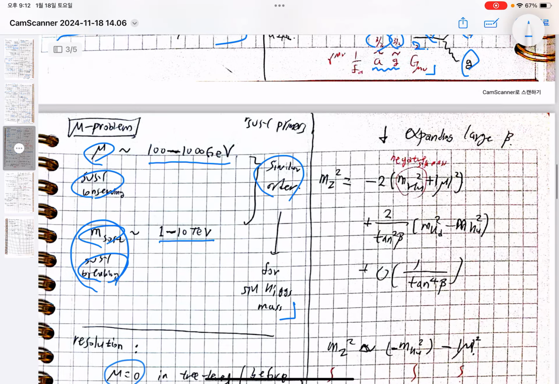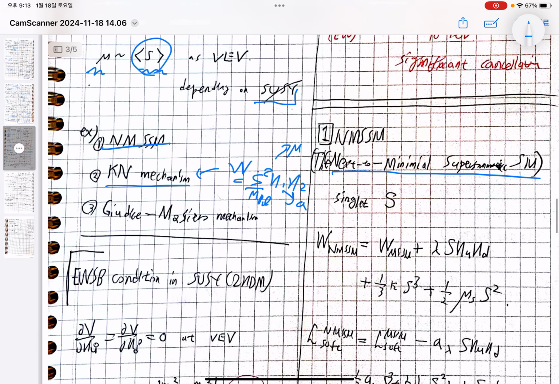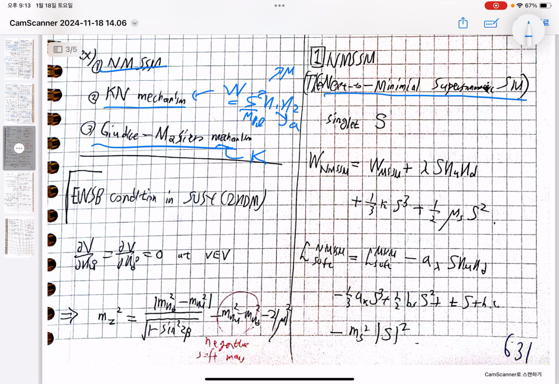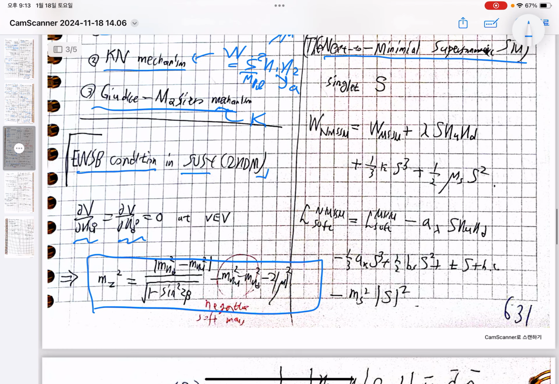And the third possible choice is due to some Giudice-Masiero mechanism. This uses the Kähler potential instead of the superpotential. The electroweak symmetry breaking conditions in supersymmetry should consider the two-Higgs-doublet model because there are 2 Higgs. So the electroweak symmetry breaking conditions are given like that, and there are negative soft masses here. Since this is the electroweak scale, and these terms are determined by the soft scale, the supersymmetry breaking scale, to give the exact electroweak symmetry breaking scale, the mu term scale is also similar to the soft scale, the supersymmetry breaking scale.